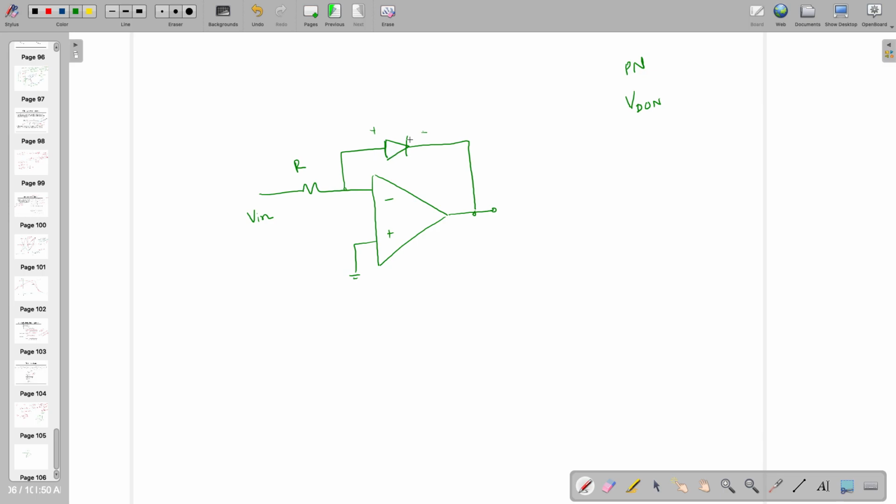So can you draw what will be the output, by the way? If your input is a sine wave going from 0 to plus 2 volt, and this is minus 2 volt, what will be the output? These are the questions asked in all the competitive exams, by the way. Let's consider that you are going to give this for some exam.